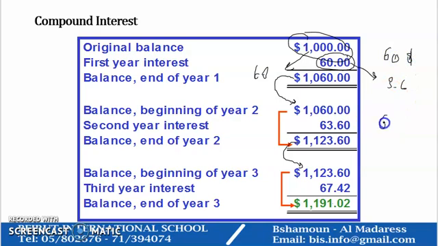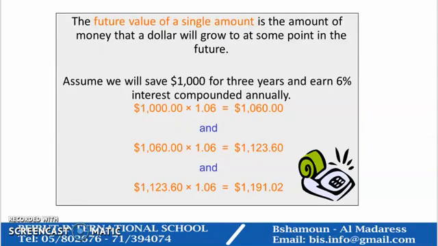If we are dealing with simple interest, then after the first year we have only $60 as interest, also after the second year we have $60 interest, and after the third year we have $60 interest, because the interest is only on the original balance when using simple interest. Then the final balance when using simple interest will be $1,180, while using compound interest we obtain $1,191.02.